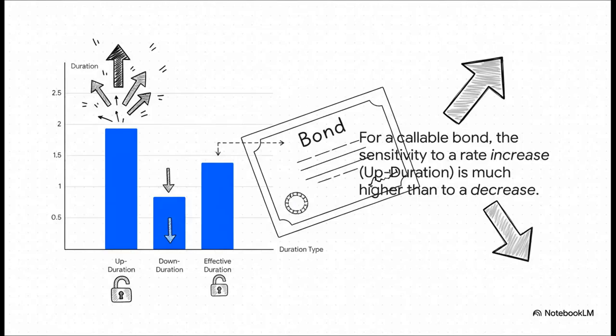Now, take a look at this example for a callable bond. The effective duration is 1.39. Okay, fine, but the one-sided durations? They tell a way more interesting story. The up duration is almost 2, while the down duration is less than 1. This tells you, clear as day, that this bond is way more sensitive to rates going up than it is to rates going down. A critical piece of information that the single effective duration number just completely glosses over.